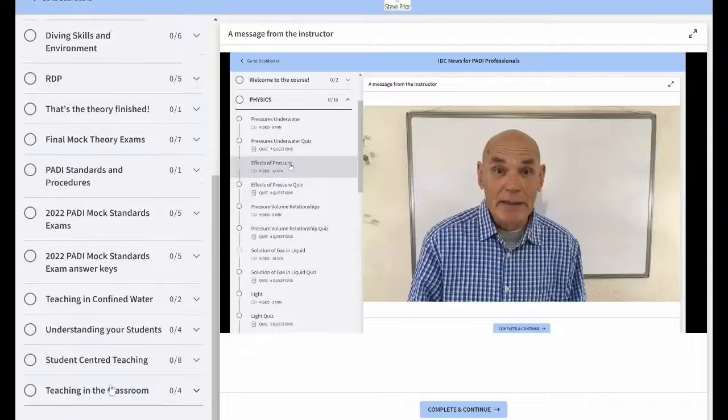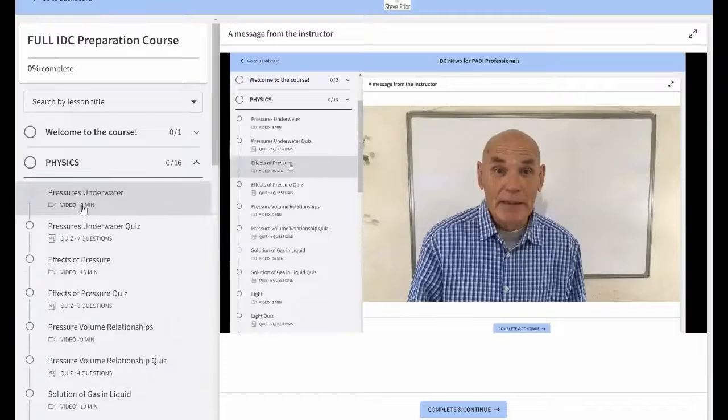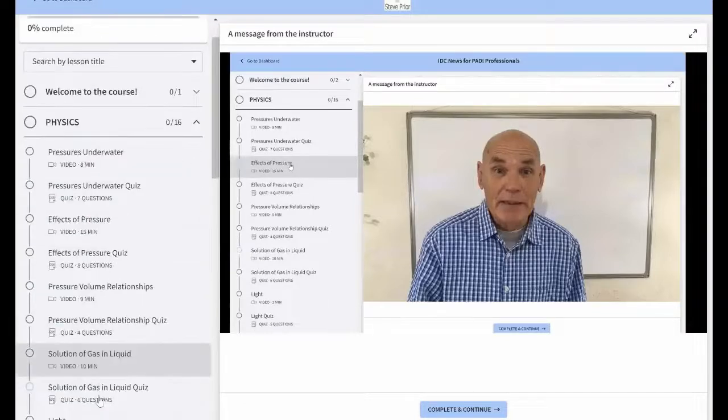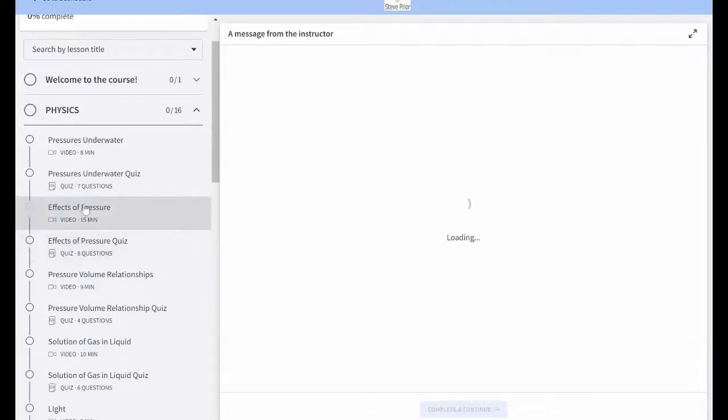So let's go right back up to the beginning again and look at these theory topics. Let's see what's in here. We'll pick physics for an example. It's always everyone's favourite, isn't it, physics? So we click on physics and we find that physics is broken down into different subjects here. We'll pick on any one of them. Let's pick on, I don't know, effects of pressure. We'll have a look at effects of pressure.